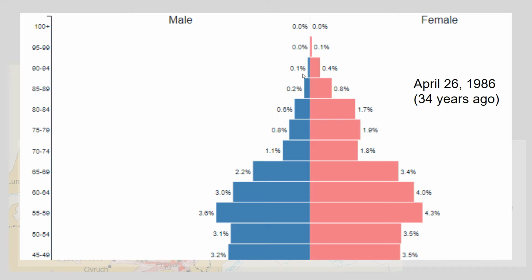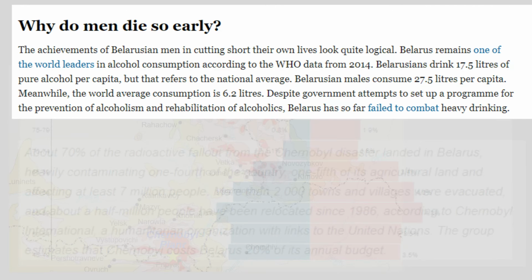Now, I was talking to Mr. Fusco about it, and he didn't really buy it. So he ended up doing a little more research. And through more digging, we found even more evidence. On this article, why do men die so early in Belarus? Now, this is one of many tales as to why this population is so off the charts.